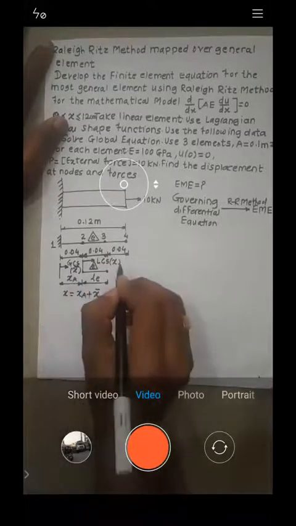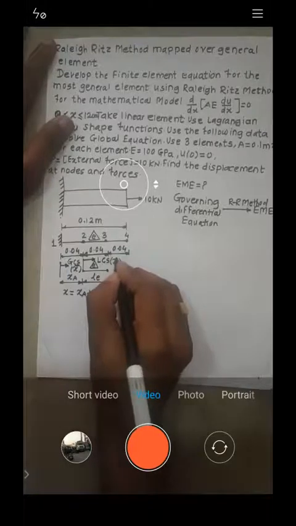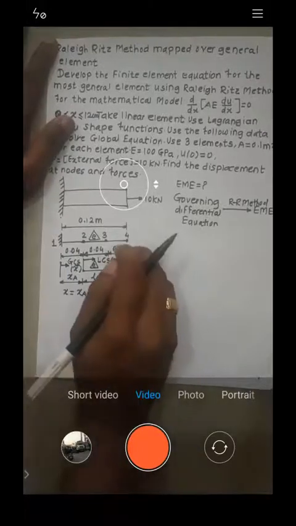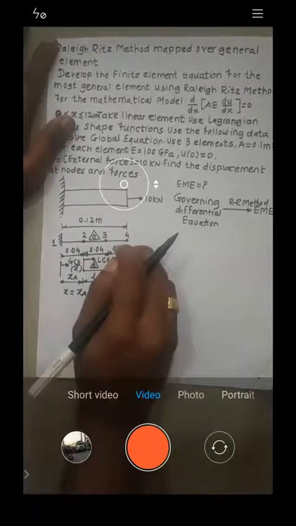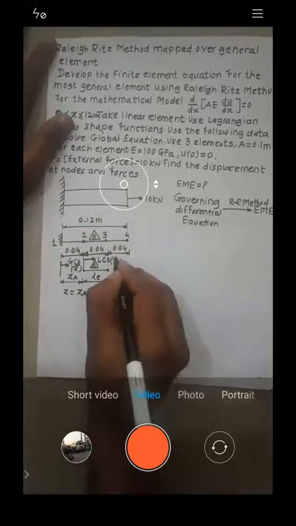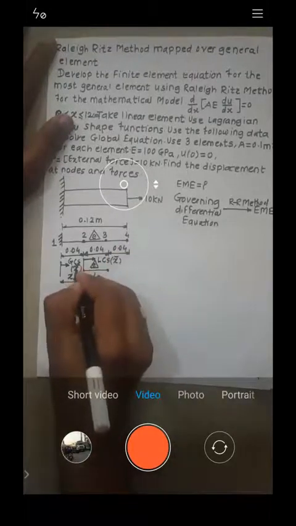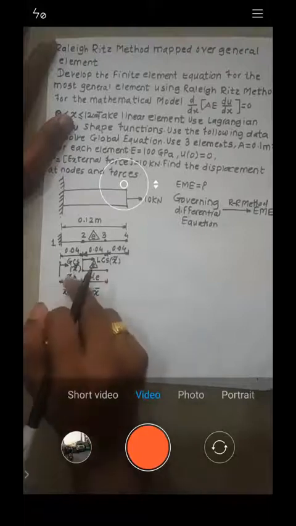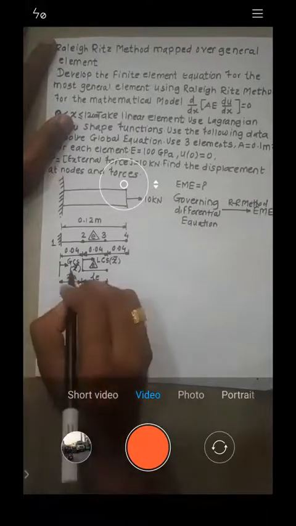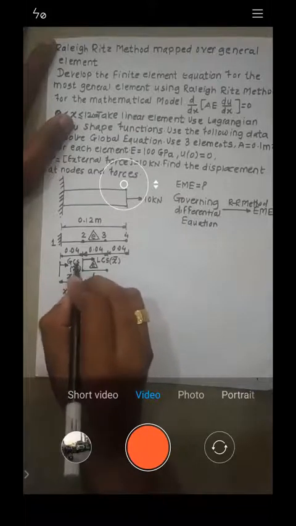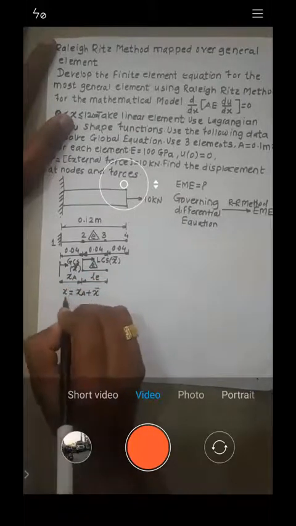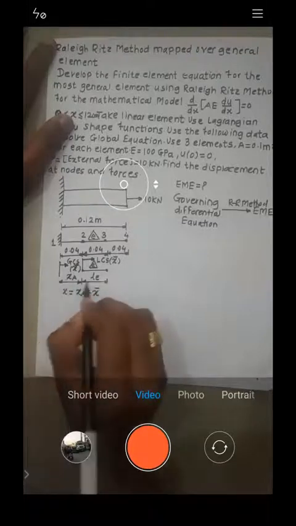Here, I will call this local coordinate system X bar, and I will call this global coordinate system X. Let's call this XA. So what is the global location? It is XA plus X bar.